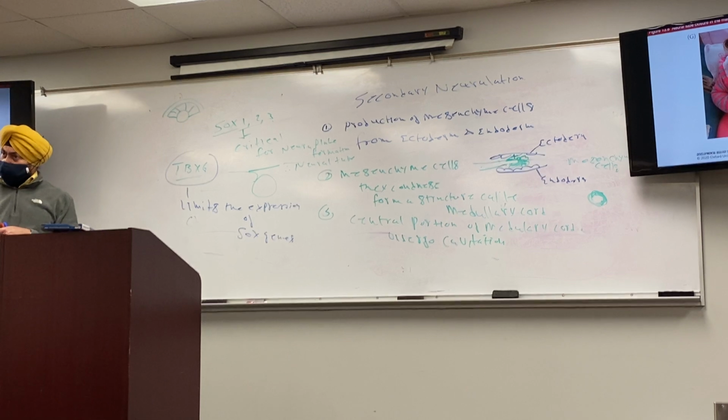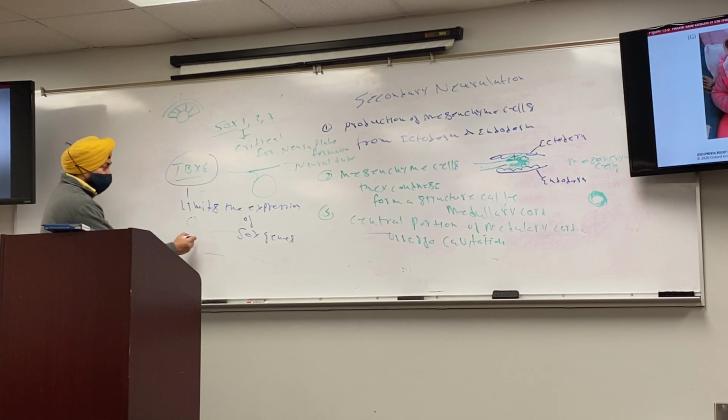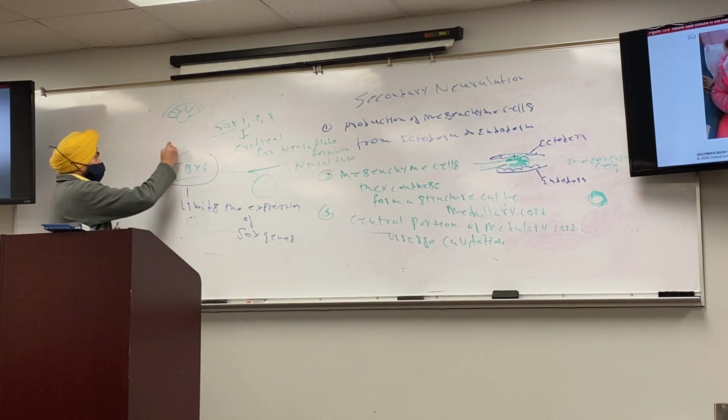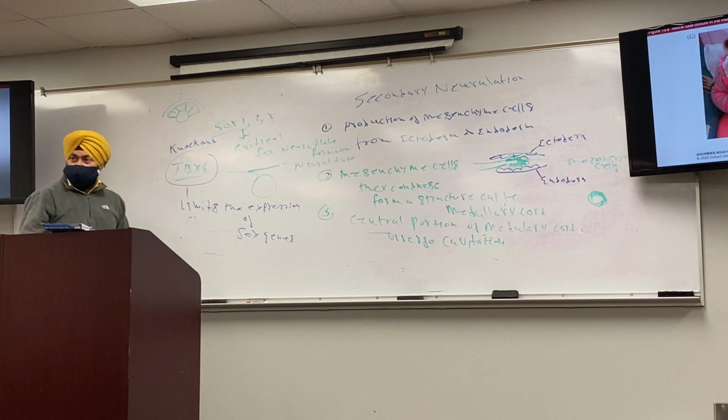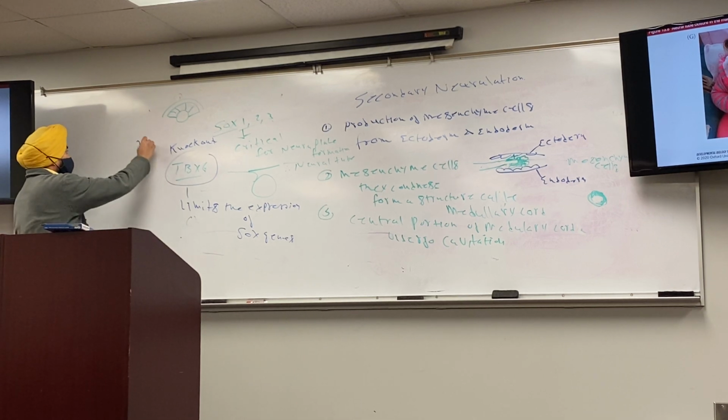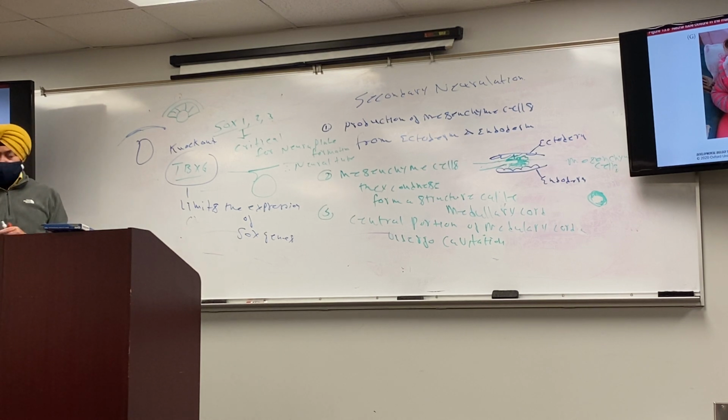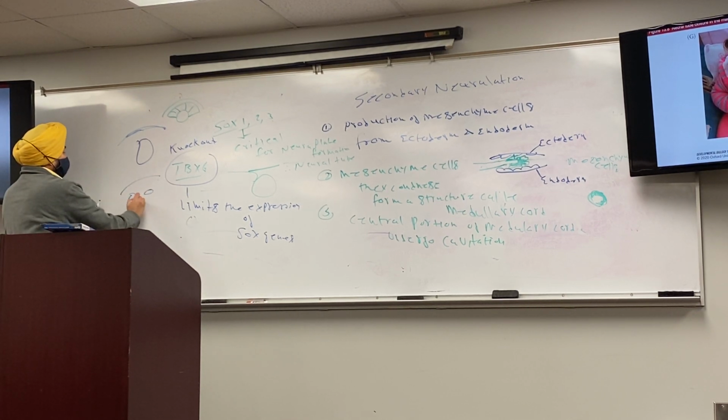Okay, so normally you should have one neural tube. So if you knock out TBX6, here usually you have one neural tube in the embryo like this, but if you knock out TBX6, what you will get, you will actually get multiple neural tubes.